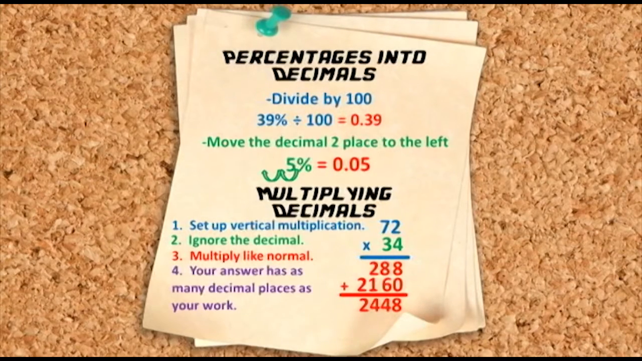The number of decimals in your final answer is the same as the number of decimals in the values that you're multiplying together. So I originally had 0.34, so that's two decimal places. 72 didn't have any places after the decimal, so I need to find two decimal places. Again, this could all be taken care of using your calculator.